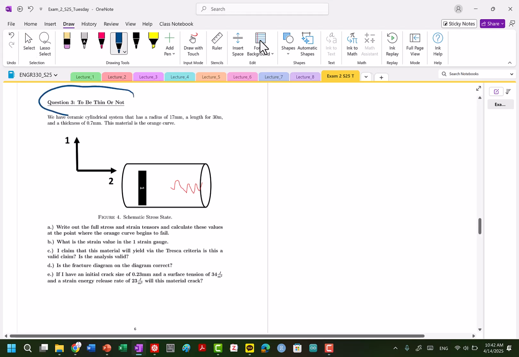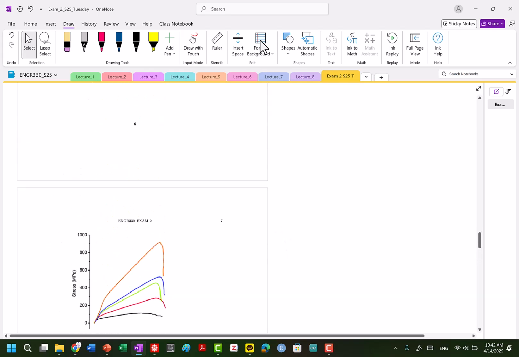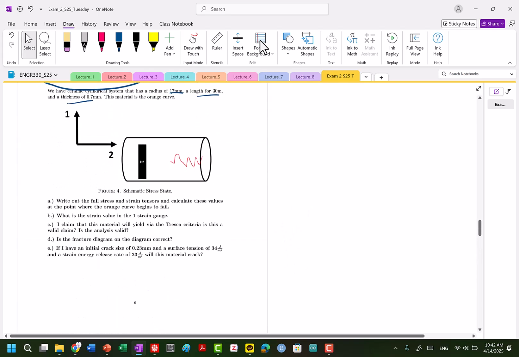And we are back, and we are going to do our question 3, to be thin or not thin. So, cylindrical system, radius here, length here, thickness here. Material is the orange curve here. So, we need to see the full stress and strain tensors, the values to the point where the orange curve begins to fail.